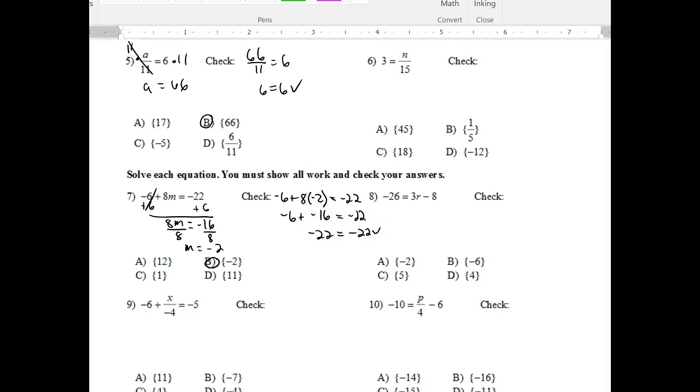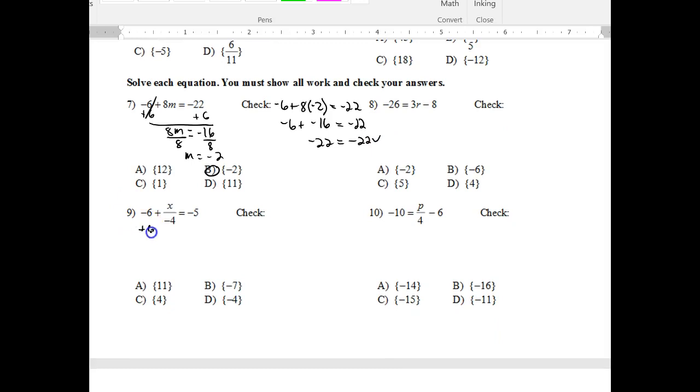Right? Number 9, we add 6 to both sides first. Always work with the constant rather than going right to the variable. Okay, x over -4 is equal to 1, multiplied by -4 on both sides, and we get x is equal to -4. We check by asking ourselves, is -6 plus -4 over -4, right, just plugging in the -4 for x, equal to -5? Is -6 plus this -4 divided by -4, which is +1, equal to -5, and indeed -5 equals -5.